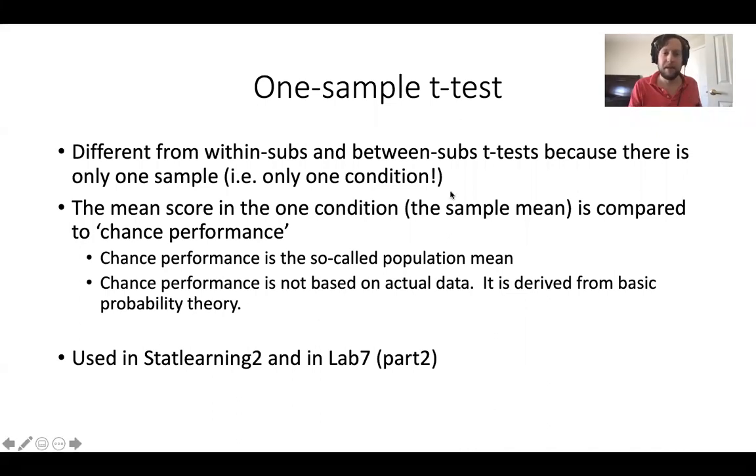The thing which is weird about the one sample t-test is that it only has one condition, basically. Compare that with the within subjects t-test or between subjects t-test, where you're always comparing, well, does anyone remember? I could ask you guys this. How many means are compared with a between subjects t-test? How many conditions are there in a between subjects t-test?